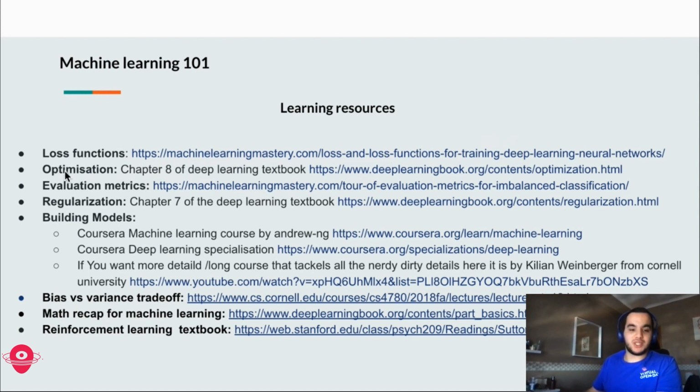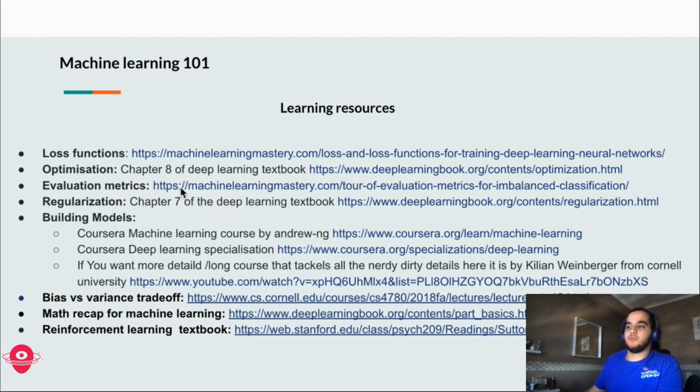When it comes to optimization, we said that optimization is coming purely from math. So it's a math field, basically. But I found this chapter from the deep learning textbook by Ian Goodfellow. It is very informative, actually. It summarizes all the optimization that you might need when it comes to training these machine learning models.